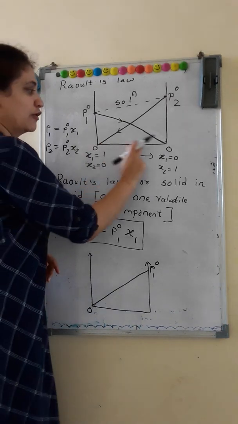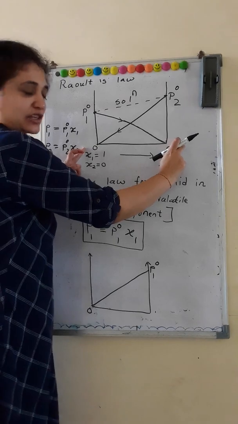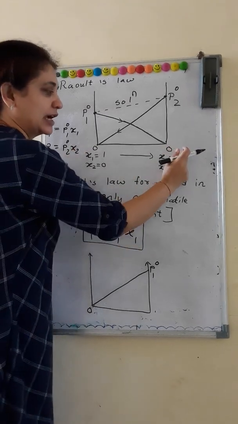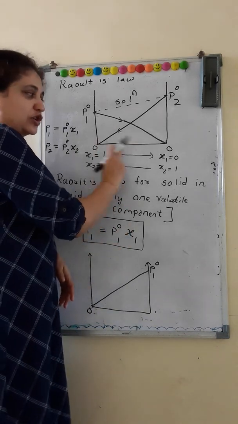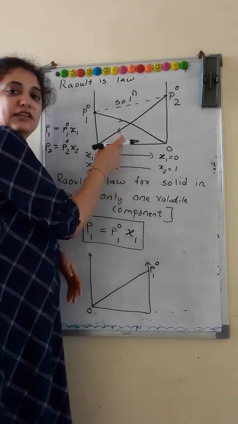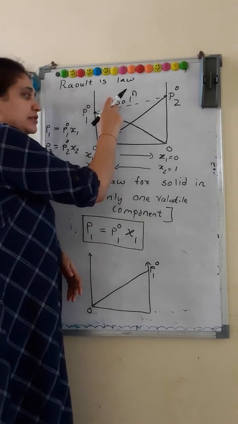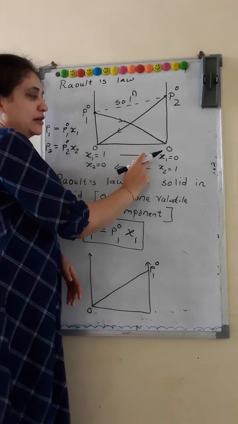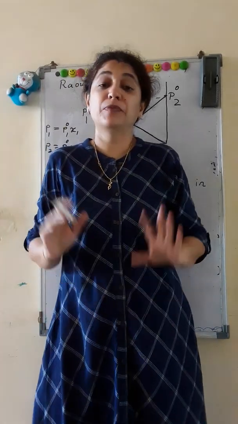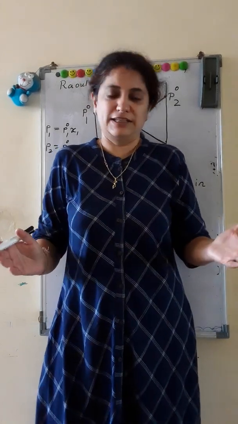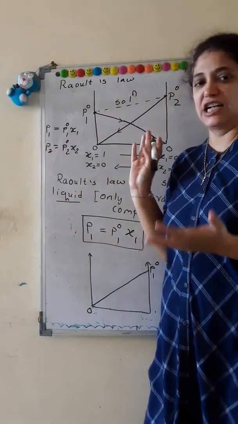These are the different values of chi1 and chi2. Chi1 is 1 here and in this direction it becomes 0. Similarly chi2 is 1 here and in this direction it becomes 0. So for any composition of chi1 and chi2 in between, for example 0.3 and 0.7, we can have this line. 0.7 and 0.3, we can have this line. So from this graph we can obtain vapor pressure of solution having any composition of chi1 and chi2.